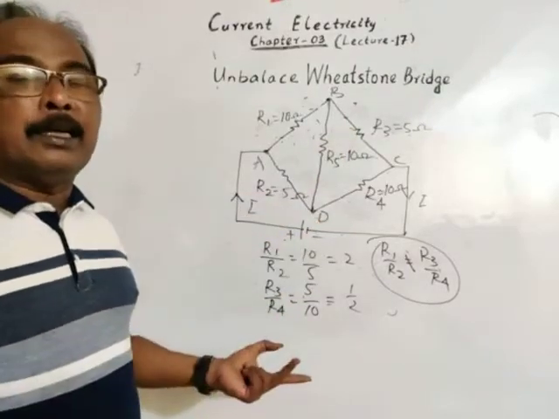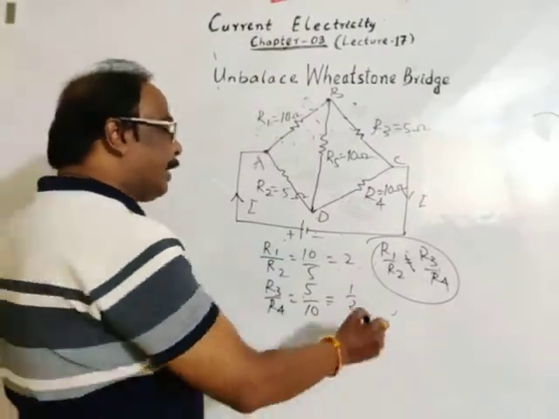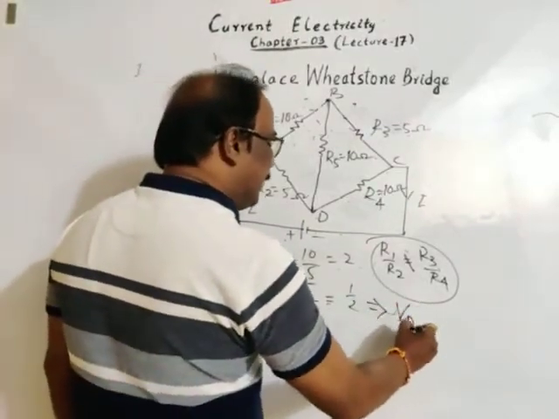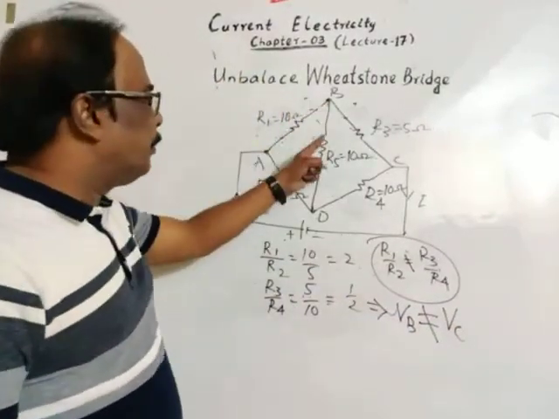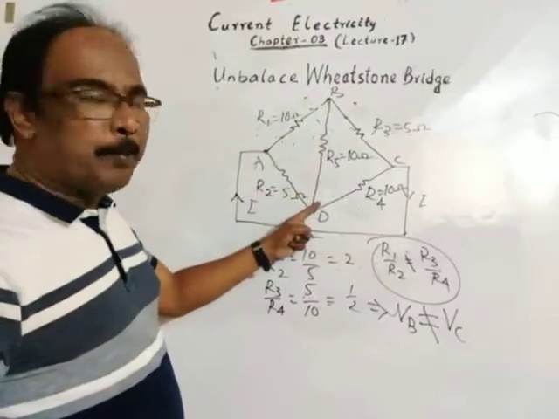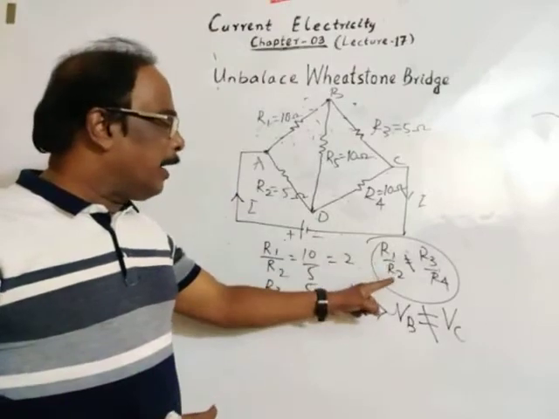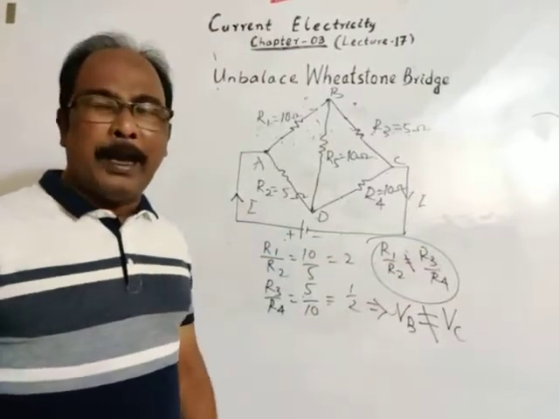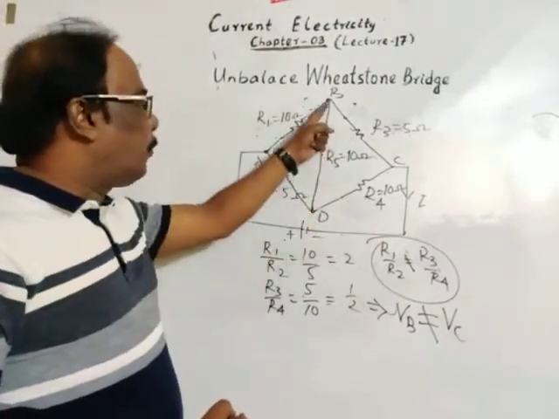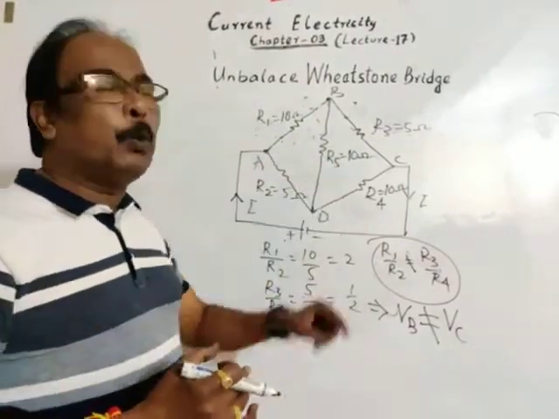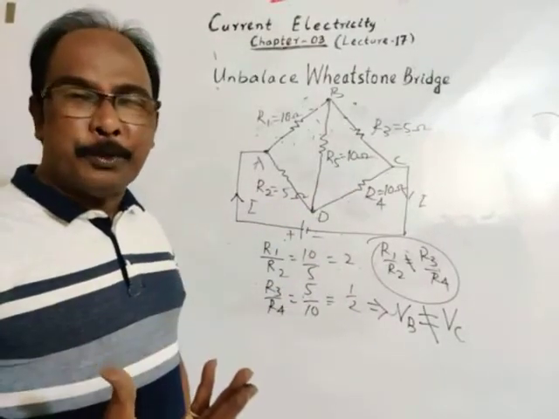So the balance condition is not satisfied. This implies potential at B is not equal to potential at C, because there will be flow of current through this branch if this condition is not satisfied. If R1 by R2 is not equal to R3 by R4, then there will be flow of current in this branch, means through this resistance 10. This is an unbalanced Wheatstone bridge.